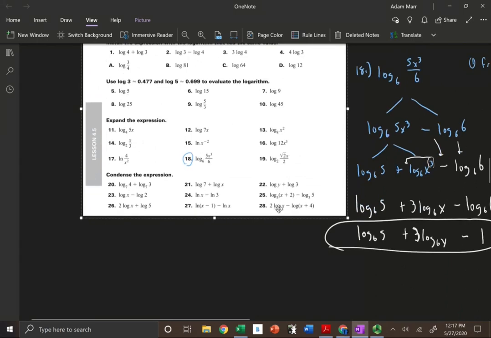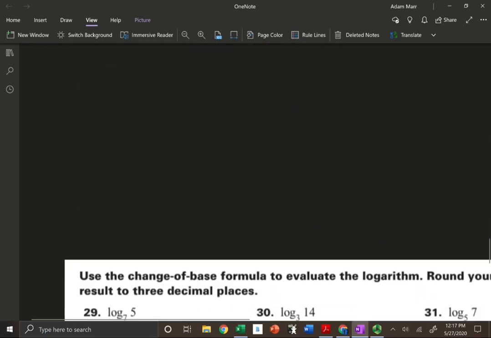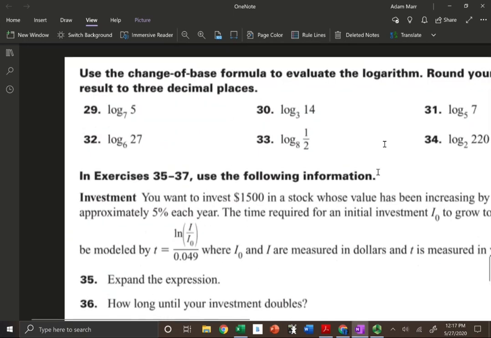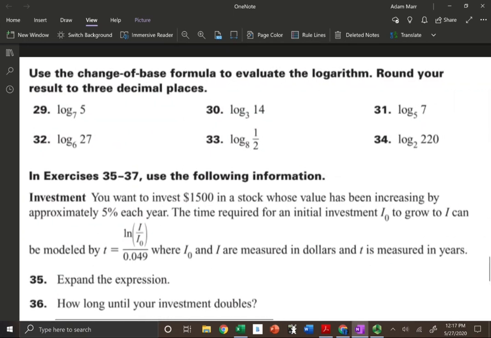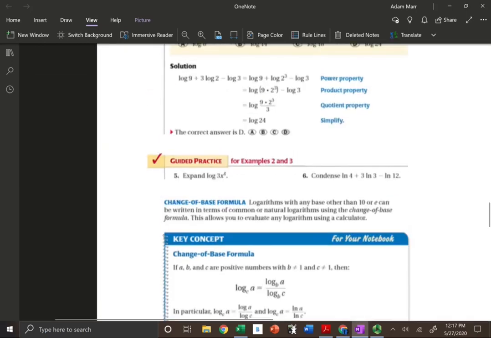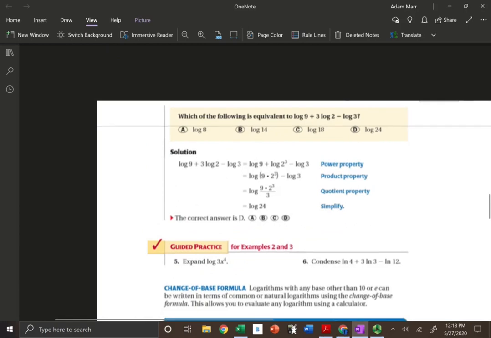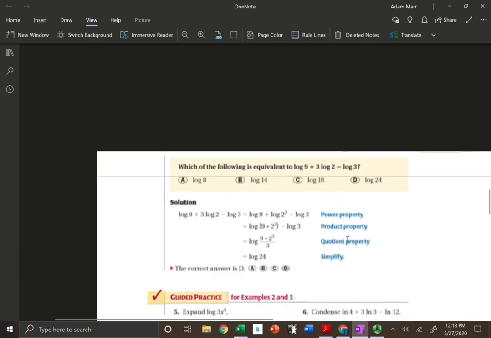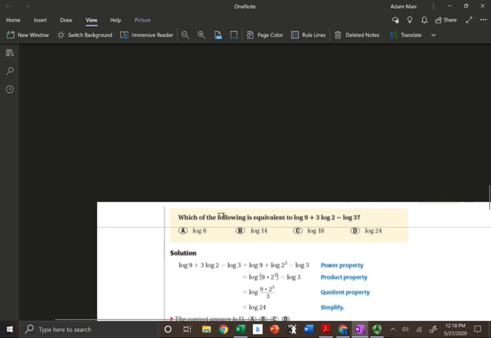This was condensing a logarithm. So I first want to explain condensing a logarithm. All right, that's 20 to 28. And then I want to go on to using the change of base formula to evaluate the logarithm. So I'll go over that as well. Okay, so let's take a look right here. Let's first look at condensing a logarithm. Okay, and this is a good example to go over right here.